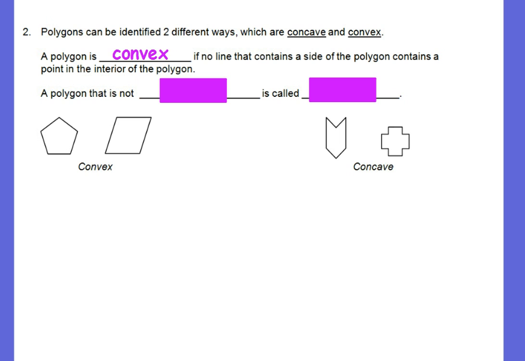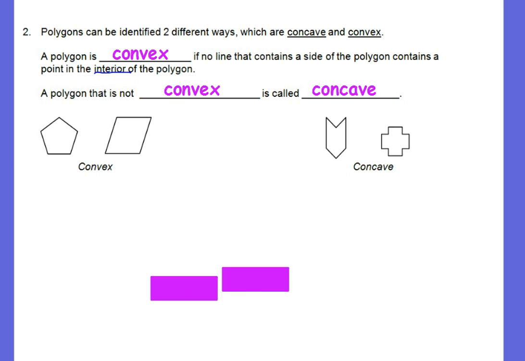All right, so it says a polygon is convex if no line that contains a side of the polygon contains a point in the interior of the polygon. Also kind of a weird definition. Let me just give you a visual to explain it. So these are convex polygons. Over here, these are what we call concave polygons, which you can go ahead and fill in those blanks. We say if it's not convex, it's called concave.